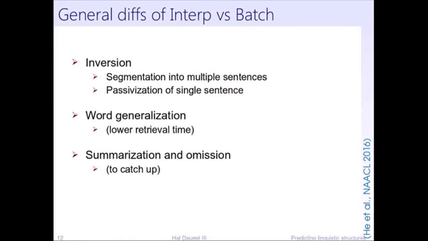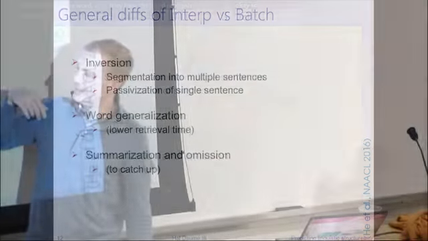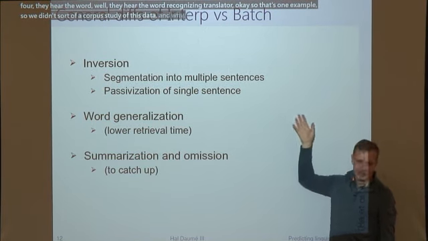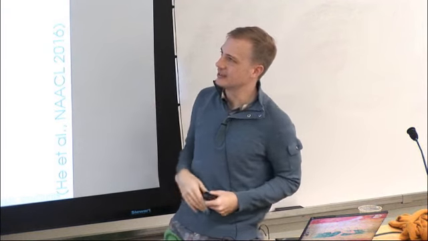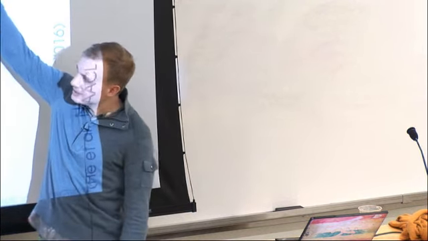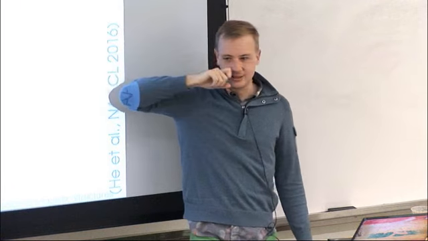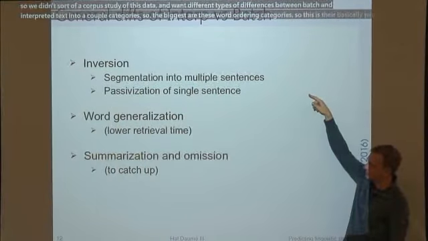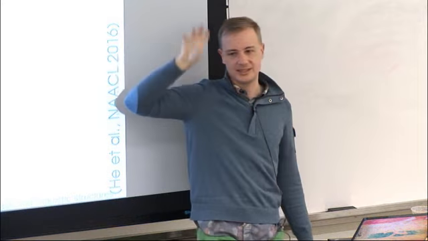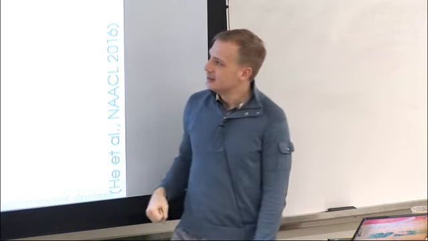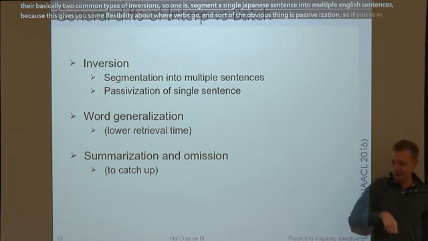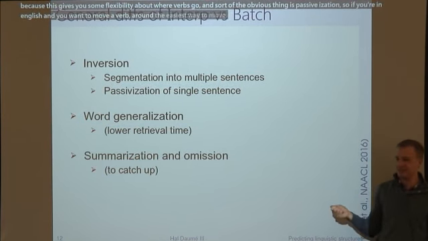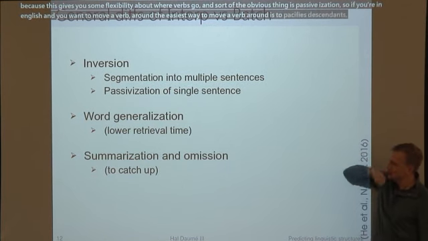So we did a corpus study of this data and lumped different types of differences between batch and interpreted text into a couple of categories. The biggest are these word ordering categories. There are basically two common types of inversion. One is you segment a single Japanese sentence into multiple English sentences, because this gives you some flexibility about where verbs go. And the obvious thing is passivization. If you're in English and you want to move a verb around, the easiest way is to passivize the sentence. So these are both quite common.